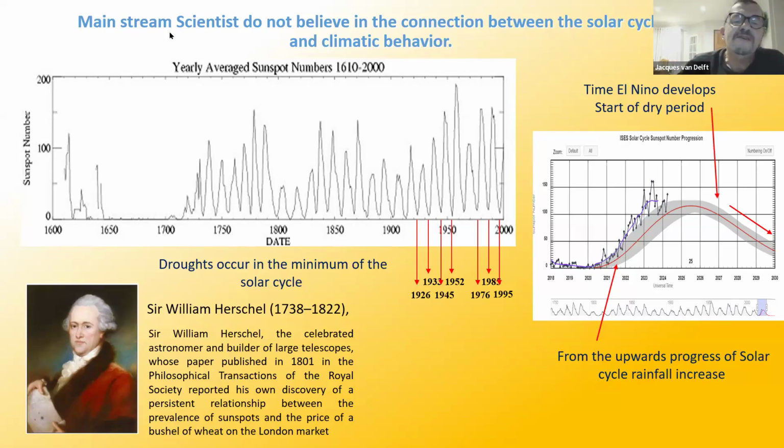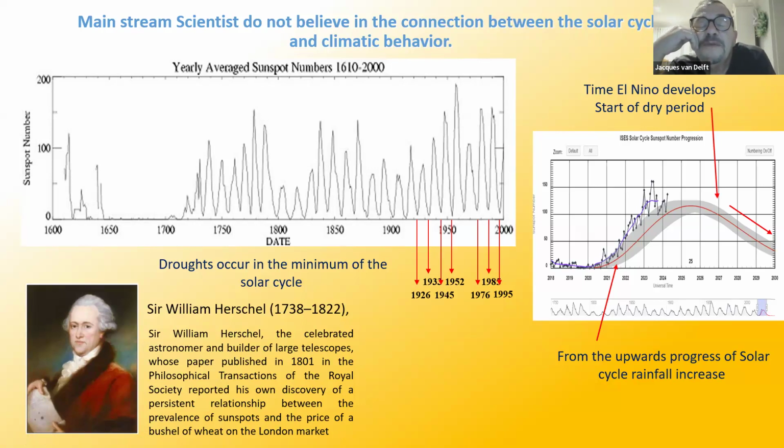But let's have a look at the solar cycle from 1600 up to 2000. If we look at the dry periods in South Africa, the droughts that we experienced in history, look at the droughts in 1926, 1933, 1945, 1952, 1976, 1985, 1995, and even with the minimum of the last solar cycle, around 2016 to 2021, we had a dry season, and they all appear in the minimum of the solar cycle. When I started looking at the sunspots, that's what I observed physically: that when there are a lot of sunspots, there's obviously a lot of activity.